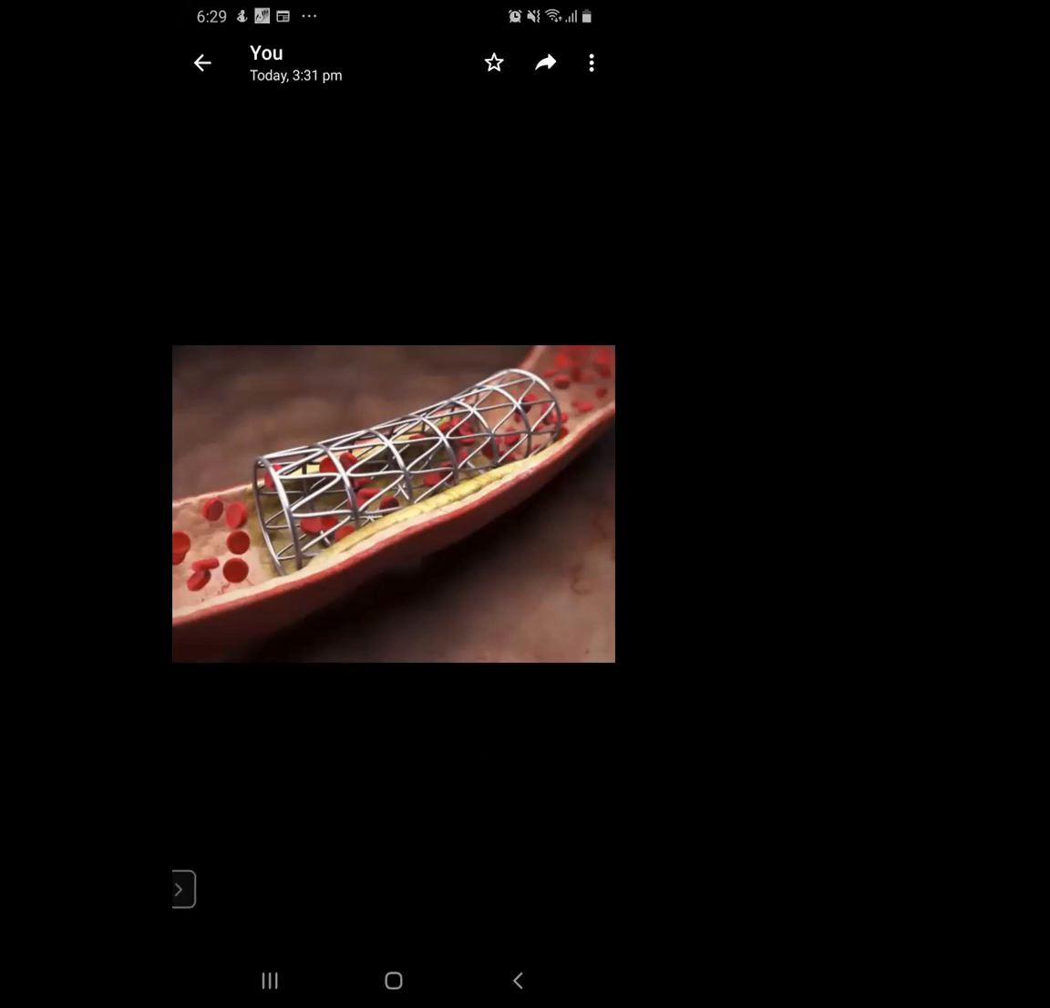By the way, this mesh tube is called stent. Okay, so you must have heard people getting a stent. So this is how a stent looks like. Okay, I hope this is easy.